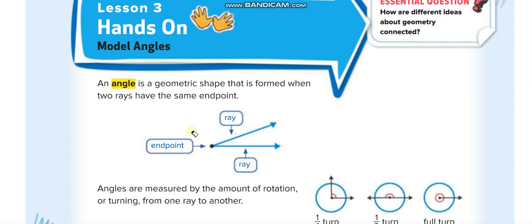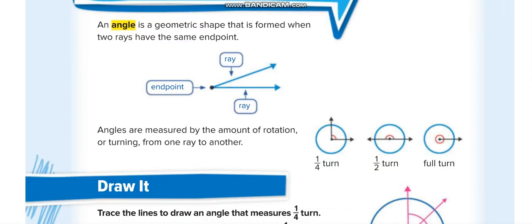Now in this lesson 3, they are telling us about turns first. For example, let's take your clock. If it is 3 o'clock, you can see that we divided the circle into 4 parts and we just choose the one. So 1 out of 4, we call it a 1/4 turn.